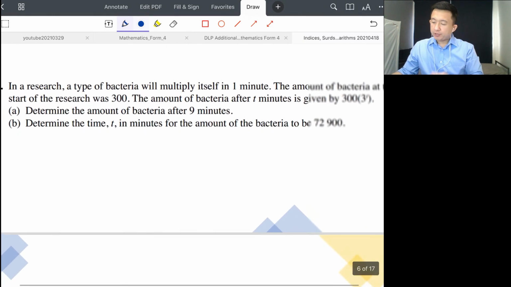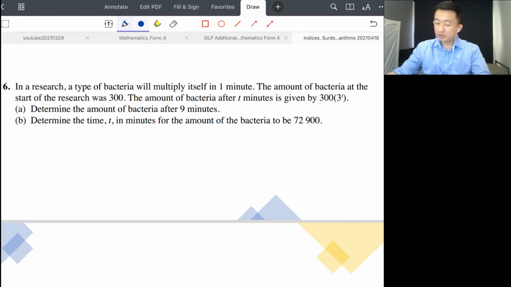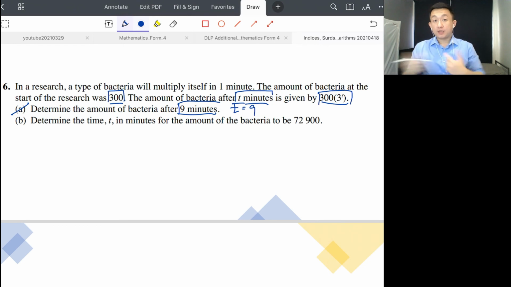Right. So in a research, a type of bacteria will multiply itself in 1 minute. The amount of bacteria at the start of the research was 300. Initial amount. The amount of the bacteria after t minutes, in minutes, is given by, okay, so you have a formula, it's easier. So determine the amount of bacteria after 9 minutes. Remember, t minutes, you can sub in any number of t. Same units, minutes and minutes, so meaning you'll have to sub in t equals to 9 into the equations to find the amount of bacteria.